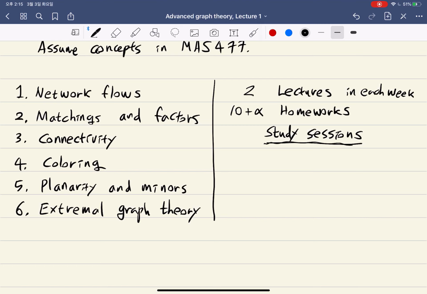And then there will be study sessions, collaborative study sessions. There, you can come and discuss with other students. And you can discuss the homework problems or the lecture material, and it will be helpful.